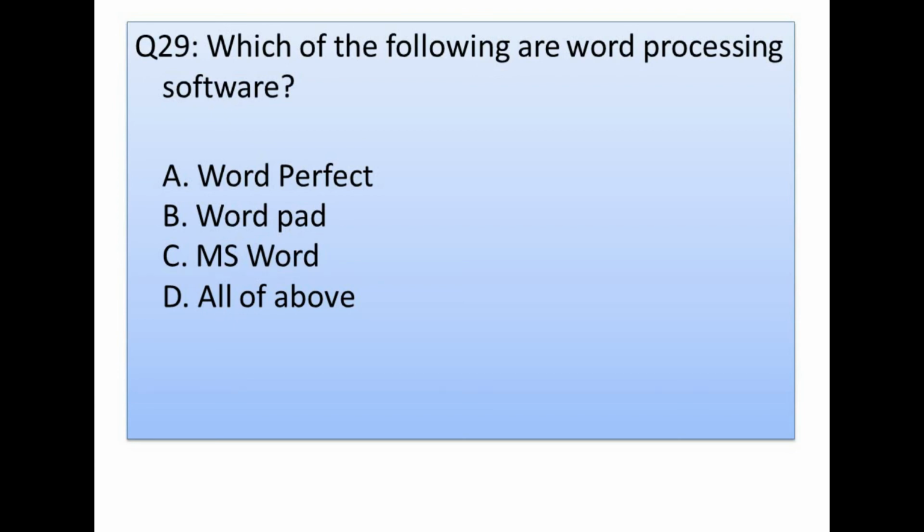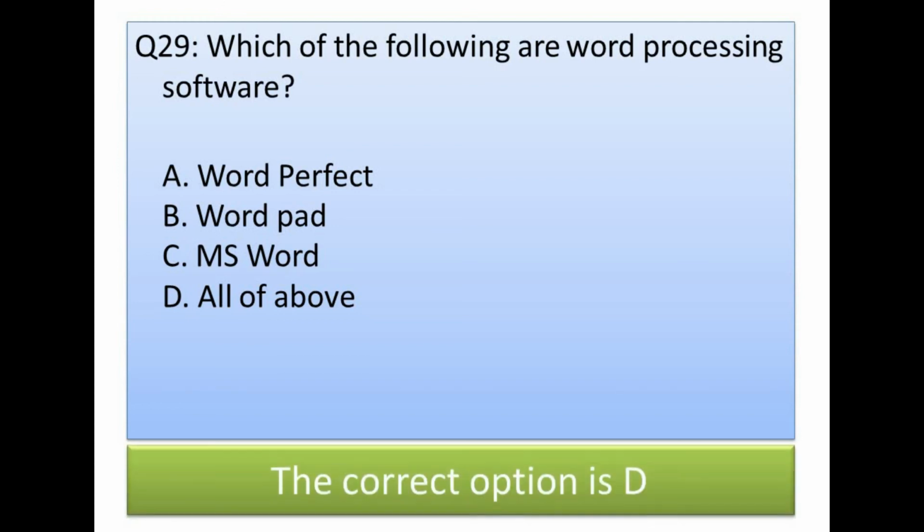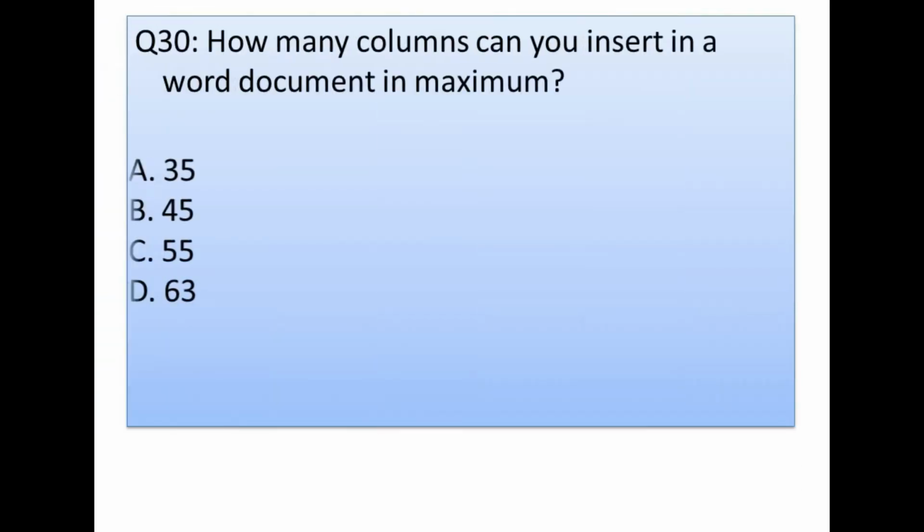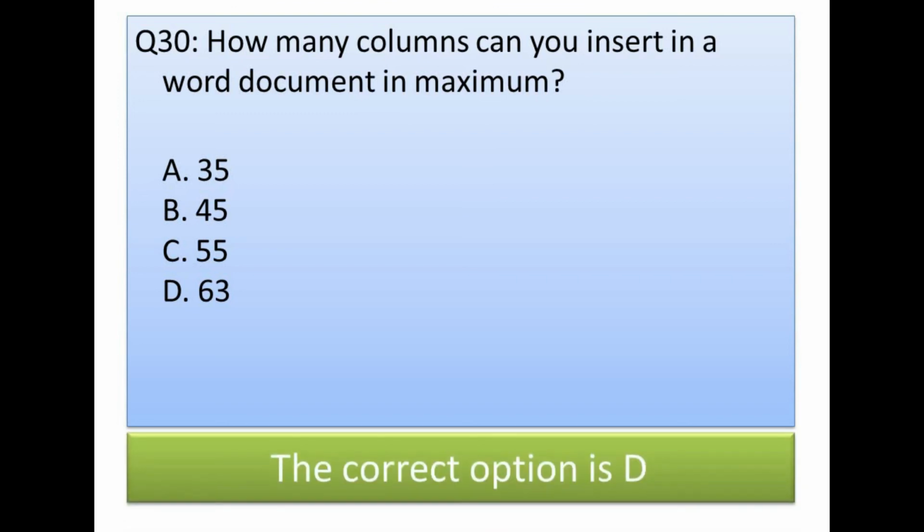Which of the following are word processing software? WordPerfect, WordPad, MS Word, all of the above. So the correct option is D. How many columns can you insert in a Word document in maximum? 35, 45, 55, 63. So the correct option is D.